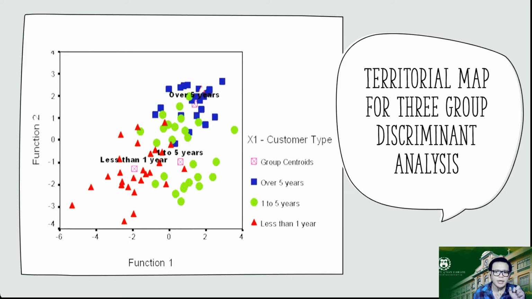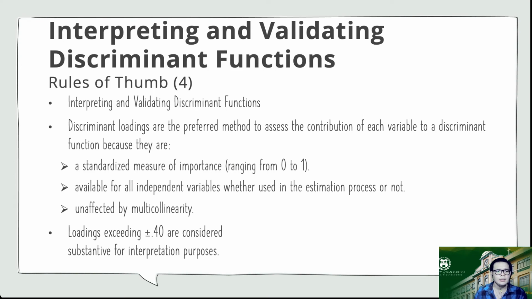For territorial mapping, we also have to consider that the territorial map helps us study the relationship between the groups and the discriminant functions. Combined with the structure matrix, it gives a great result. It gives us a graphical interpretation of the relationship between predictors and the groups that we are trying to study. Then, interpreting and validating the discriminant function, which is a rule of thumb.